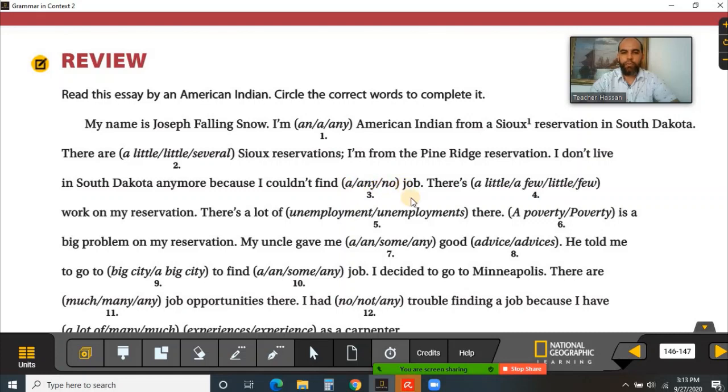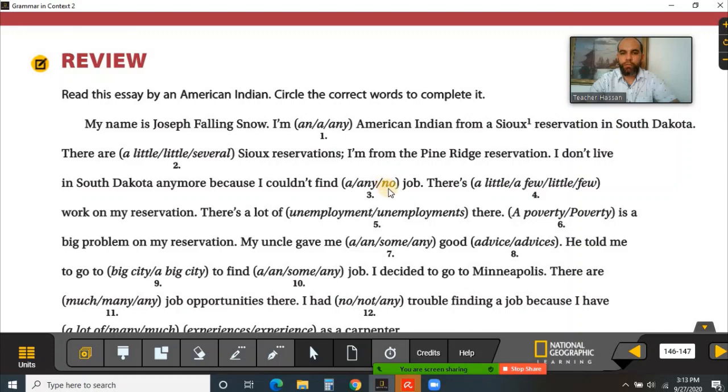And also any works with uncountable nouns. So, for example, apart from this context, I didn't find any water, I didn't find any milk in the fridge. Or I couldn't find any jobs, plural. But because it's singular, any doesn't work in this context.